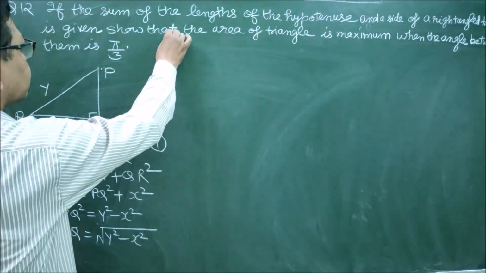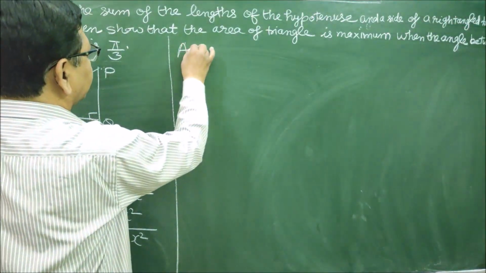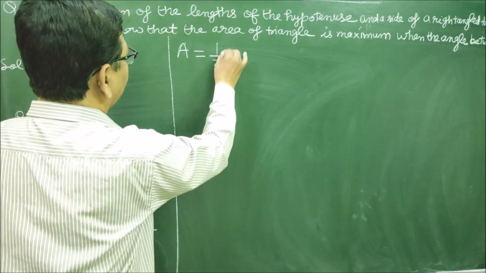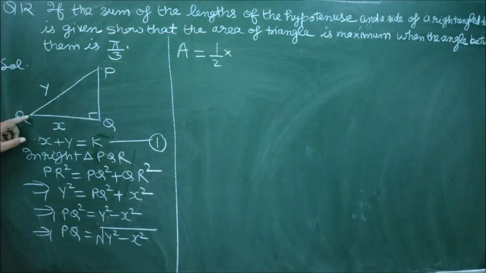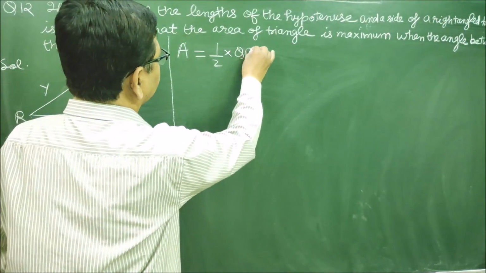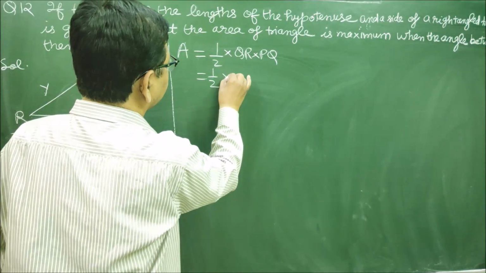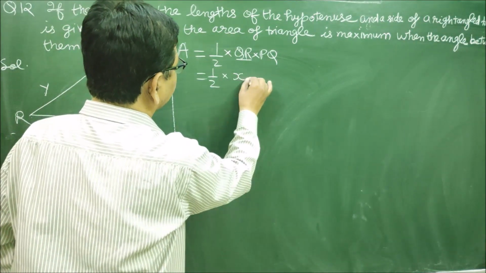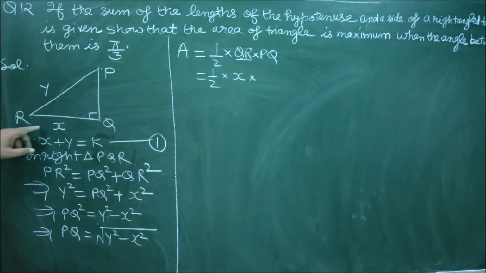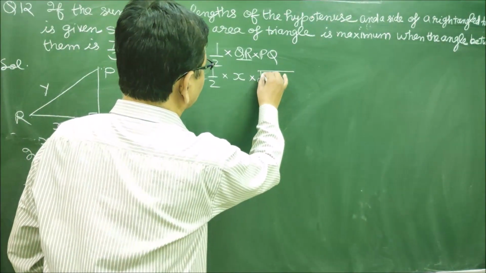Now the area of triangle PQR, let the area be A, will be equal to half into QR into PQ. The value of QR is x, and the value of PQ we have calculated is under root y square minus x square.